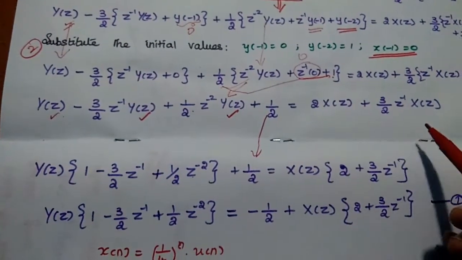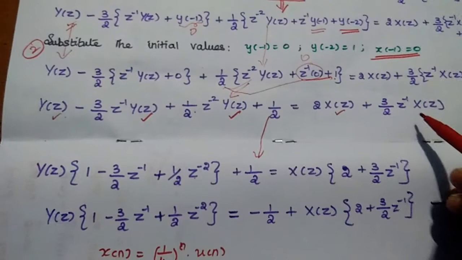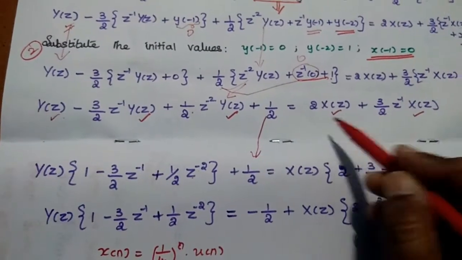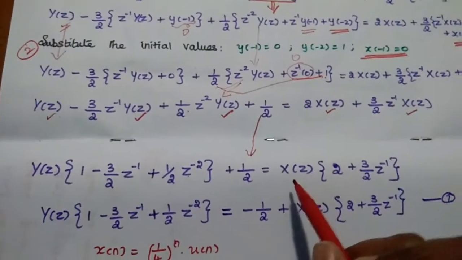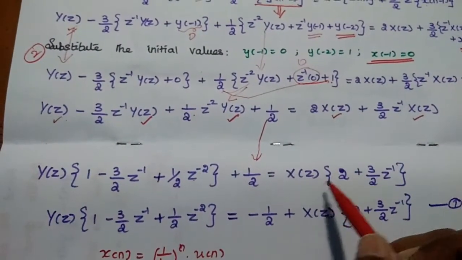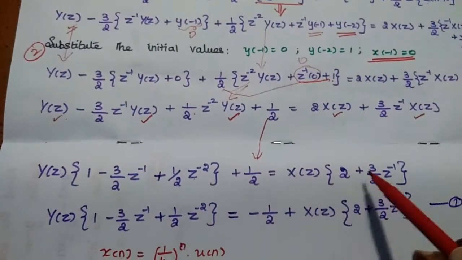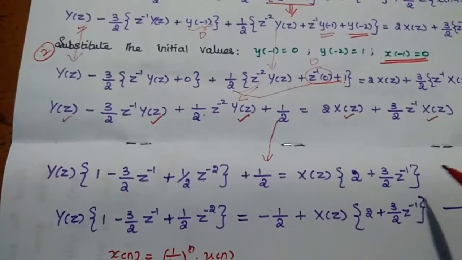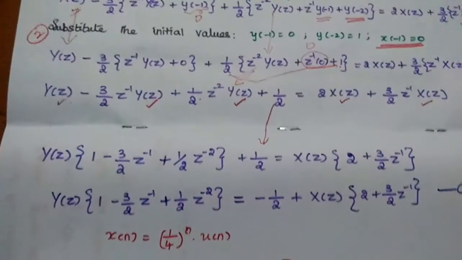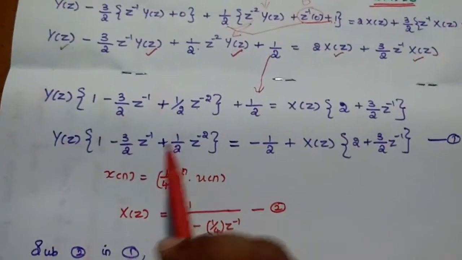And this right hand side, these two terms are having x of z. So we can take this x of z as a common one. So we can write x of z of this 2 plus 3 by 2 z power minus 1. Okay. So in the next step, what we are going to do?